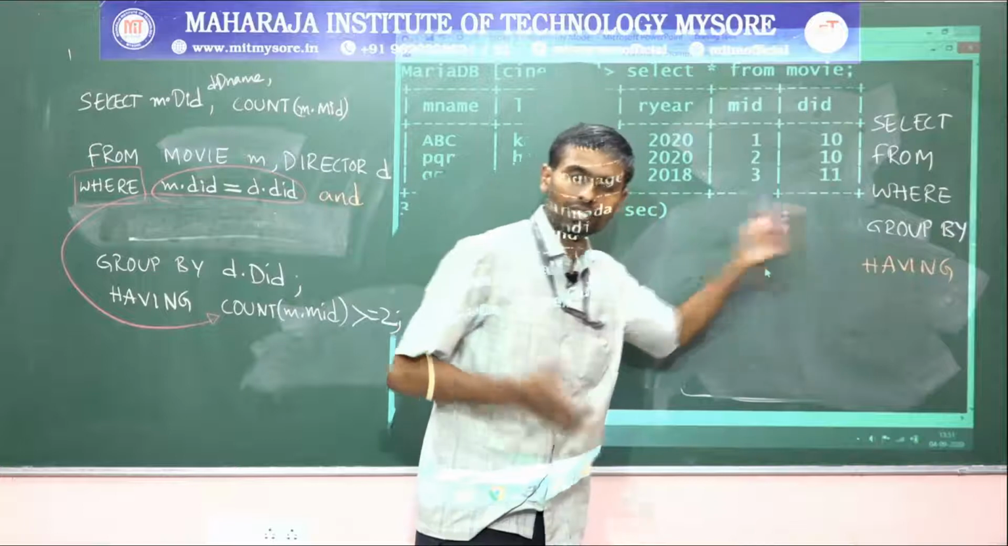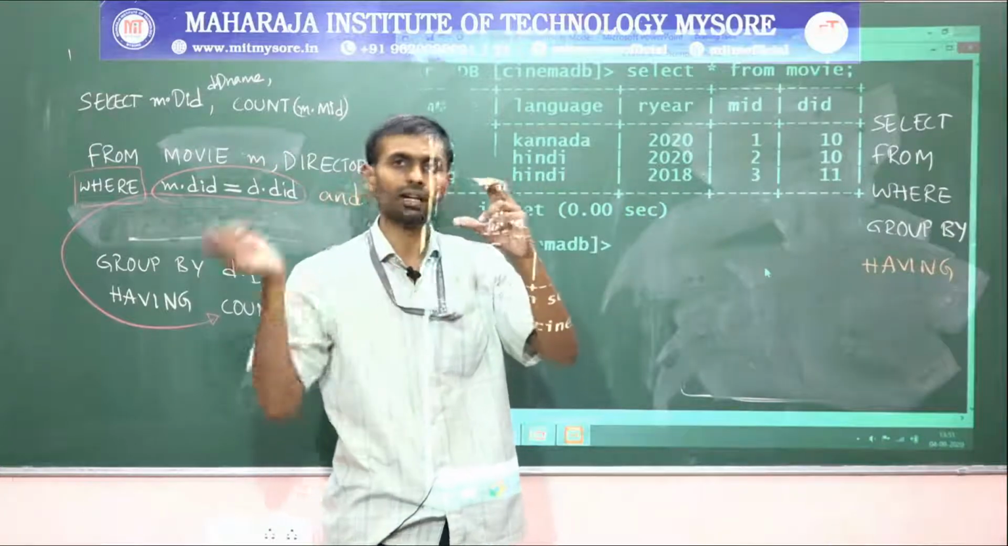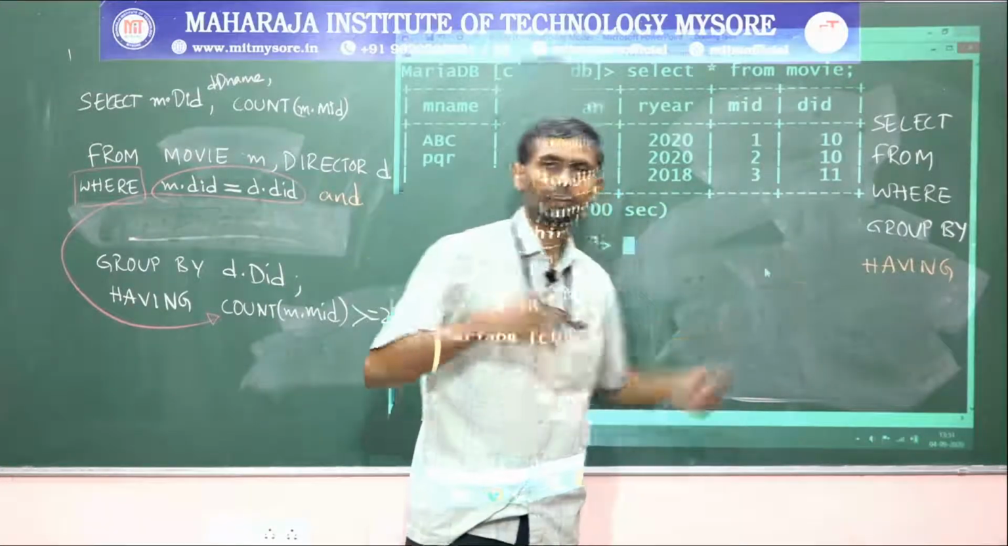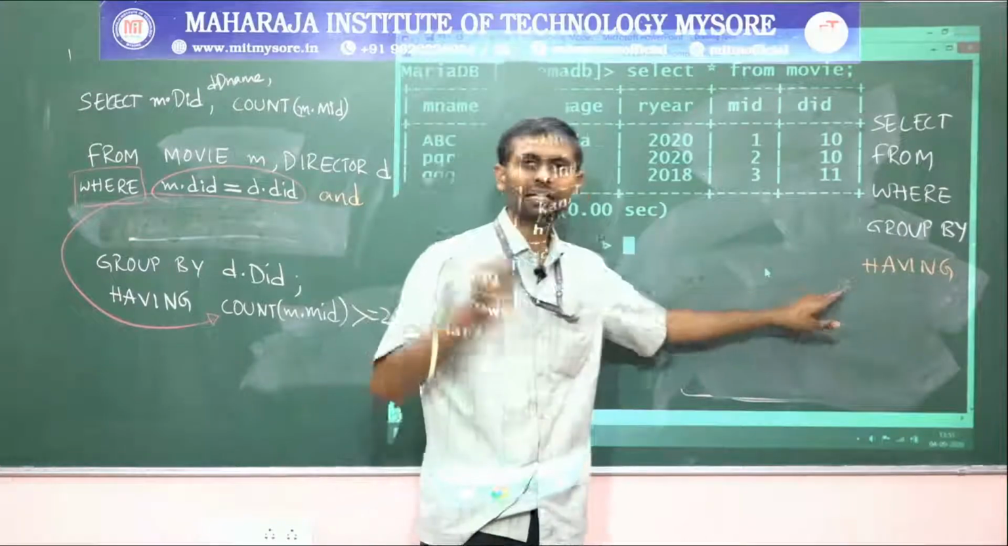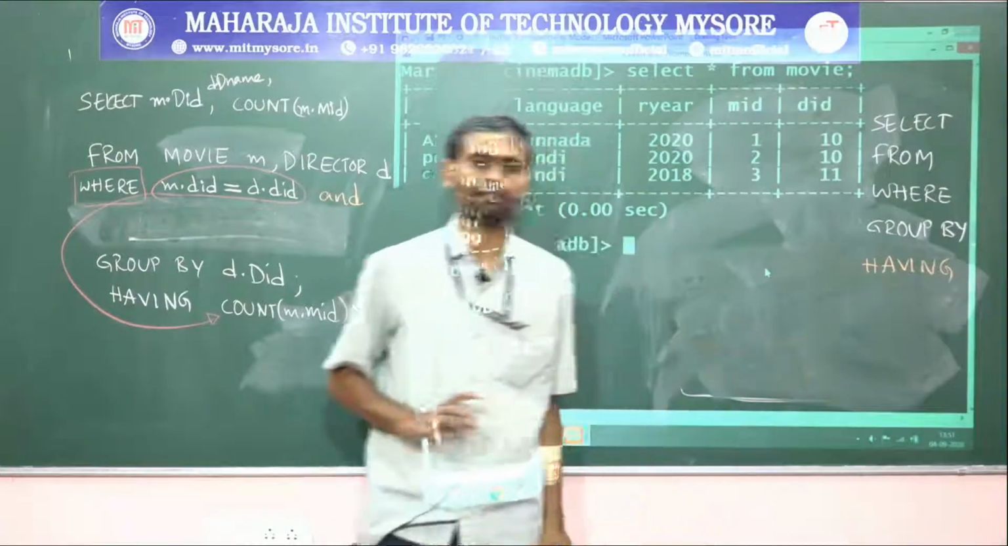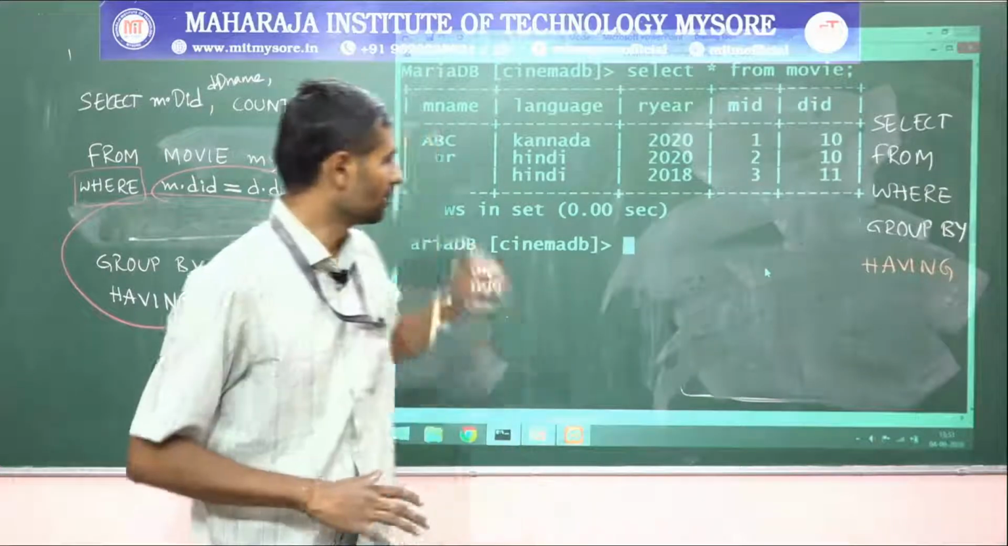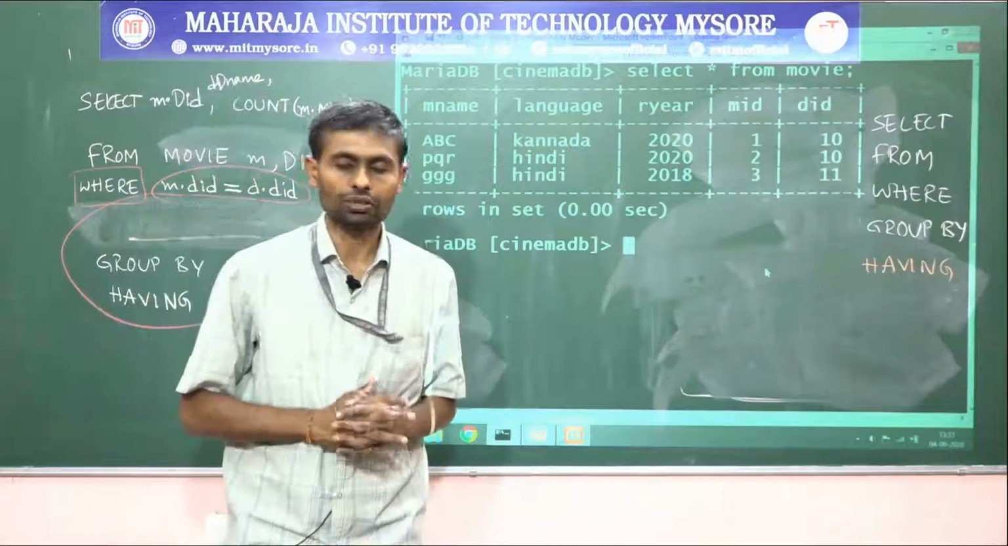Then GROUP BY is used to create groups, and on each group we apply some aggregate function. And conditions on aggregate functions make use of HAVING, right? So these are the five different classes of SQL.